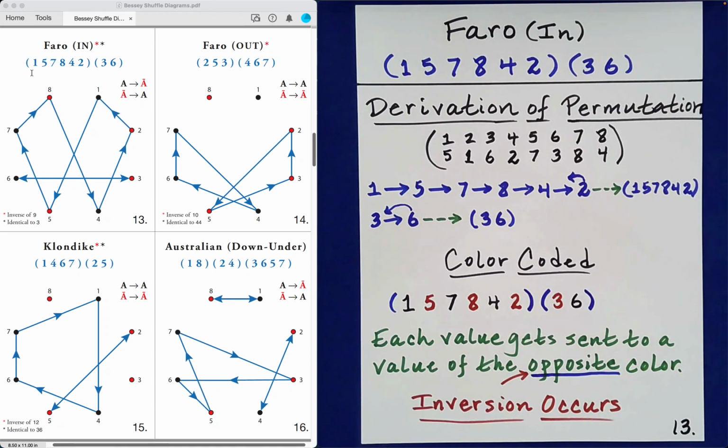And we say that the values 1, 5, 7, 8, 4, 2 are in the same orbit. They simply get permuted or rearranged among themselves. And then we have a remaining 2 cycle, which is also called a transposition. So we need to go down to 3. And then there's an arrow from 3 to 6, but also since 6 wraps around to 3, there's an arrow from 6 to 3. And so they just switch back and forth every time that shuffle is performed. And as already noted, inversion of our Bessey sequence occurs.